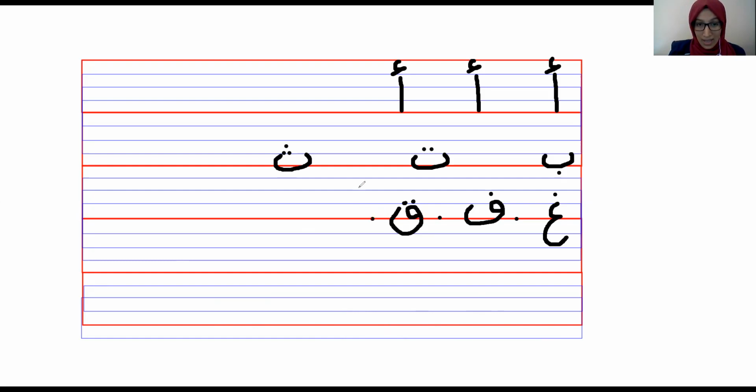Then I have kaf. Lam. Mim. So lam, I have three lines on, one under. Mim, just within the first line and two under. Nun, one on, one under. Mim, nun. Ha, two circles.